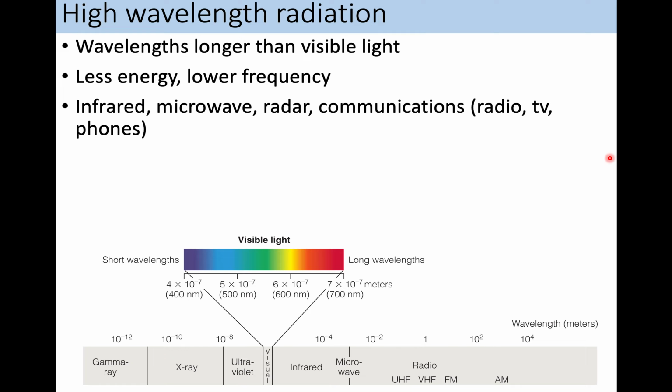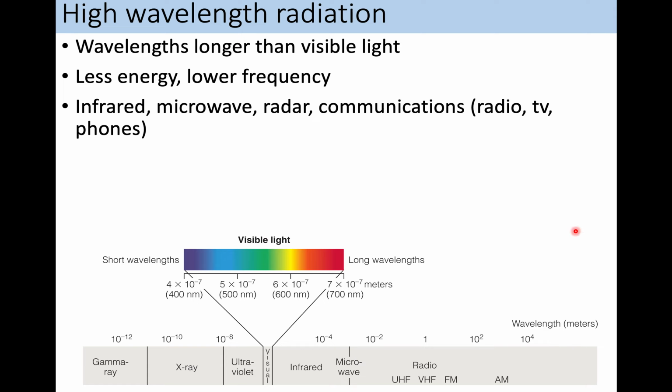So high wavelength or longer wavelength is radiation that has a wavelength larger than visible light. So generally when we say high wavelength or long wavelength, we are referring to longer than the visible light spectrum. So a larger wavelength than visible light. So these wavelengths will have a lower frequency and less total energy.